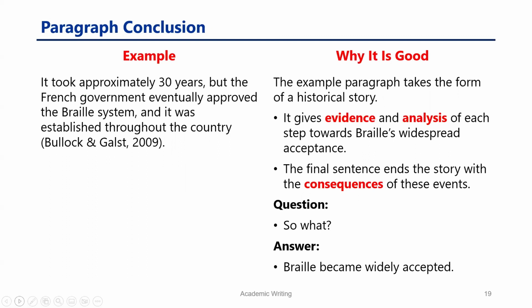It took approximately 30 years, but the French government eventually approved the Braille system, and it was established throughout the country. Bullock and Galst, 2009. Why is this a good conclusion? It takes the form of a historical story. It gives evidence and analysis of each step toward Braille's widespread acceptance. The final sentence ends the story with the consequences of those events. So the question is, so what? And the answer is, Braille became widely accepted.